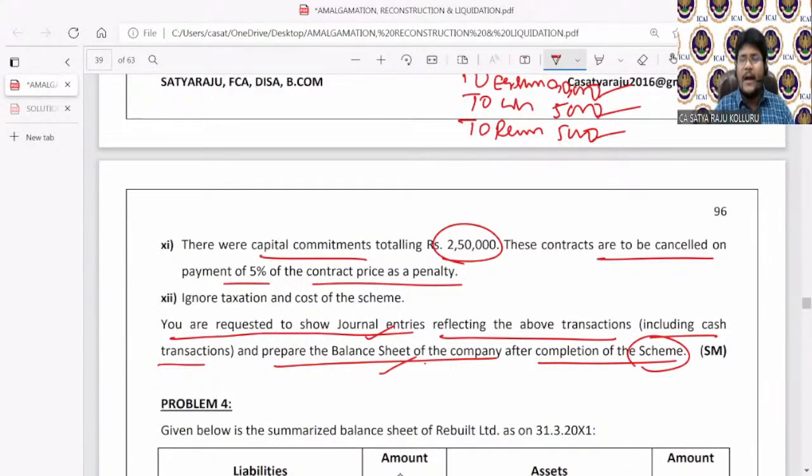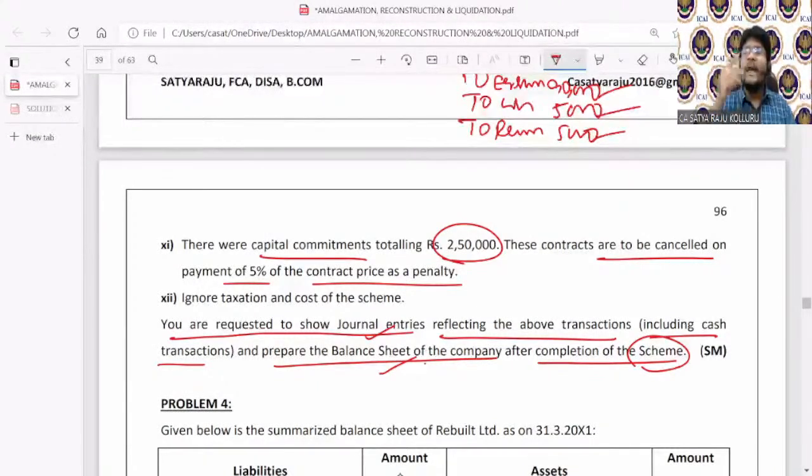So like that, our company is having capital commitments totaling 2,50,000. Maybe our company entered into a contract to construct a PPE. Maybe our entity entered into a contract to sell a PPE. Maybe anything which is related to a capital commitment.